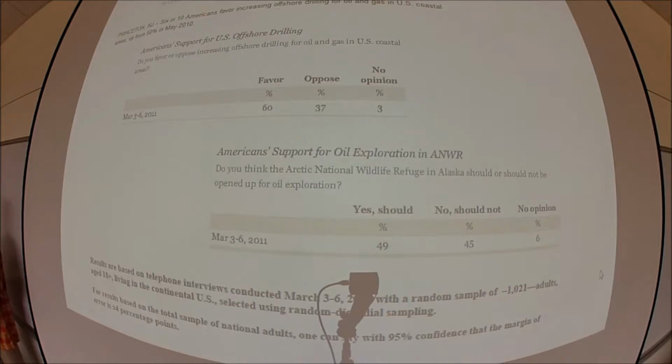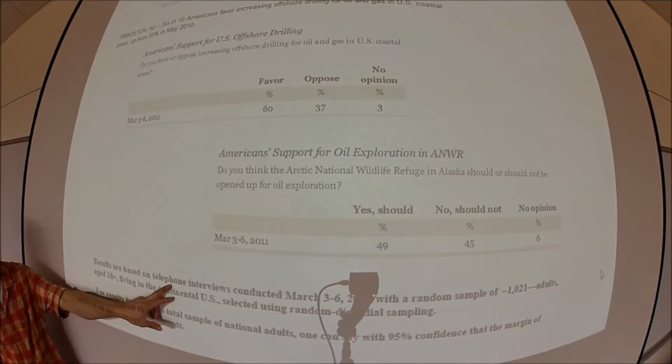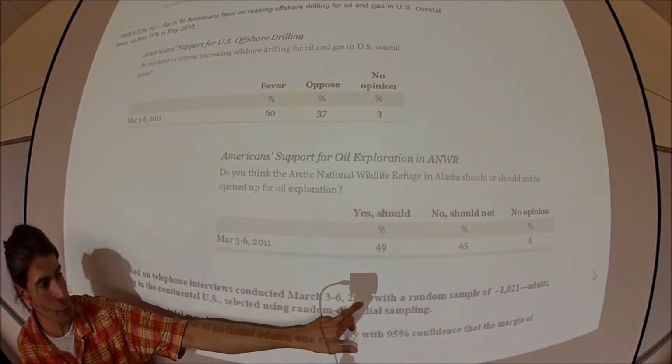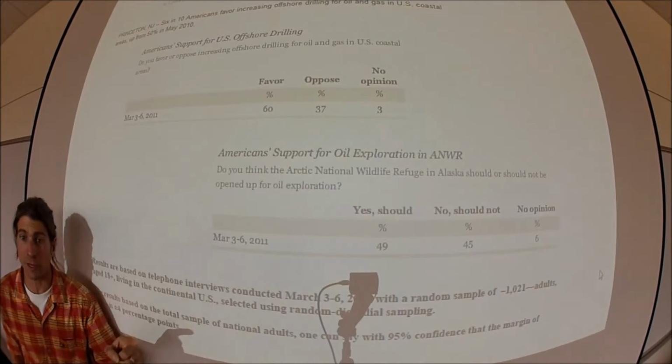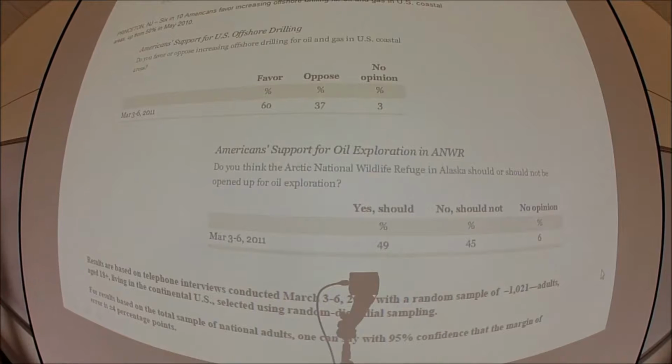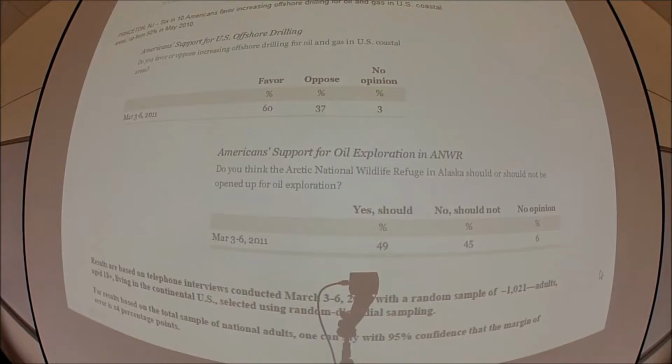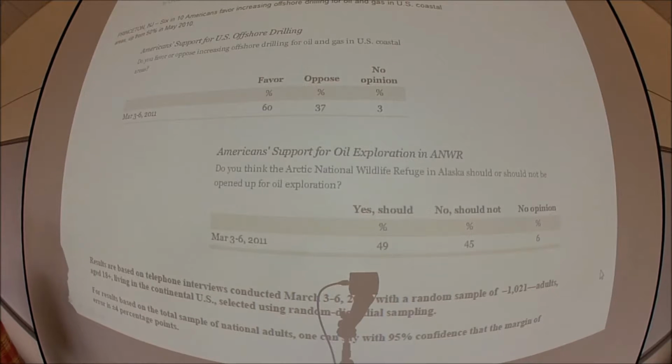And this will always be somewhere on a Gallup poll. Based on telephone interviews conducted March 3 to 6, 2011 with a random sample of 1,021 adults. There's your random sample. It's enough, I promise you that. You get 95% confidence. 1,000 adults is enough, even out of 350 million. It's not based on proportion.